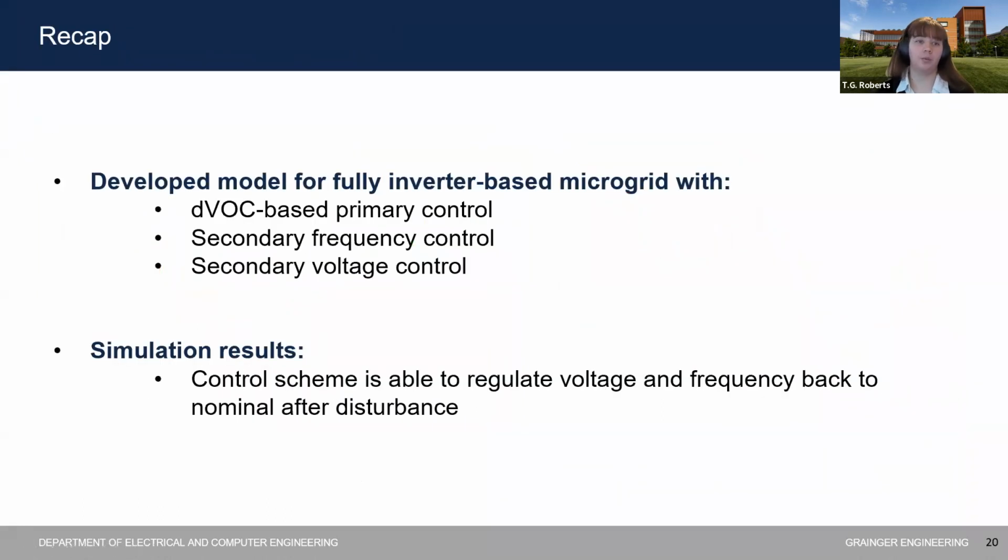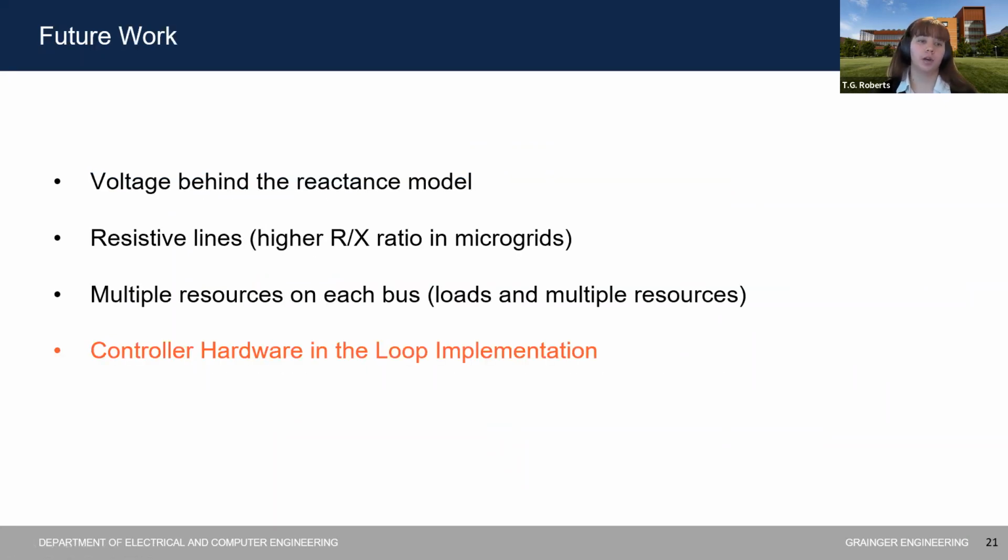So as a recap, what we have done so far is we have developed a model for a fully inverter-based microgrid with dVOC-based primary control, as well as secondary frequency and voltage control. And the simulation results showed that our control scheme is able to regulate frequency and voltage back to nominal after multiple disturbances. So some future work, including the hardware in the loop implementation.